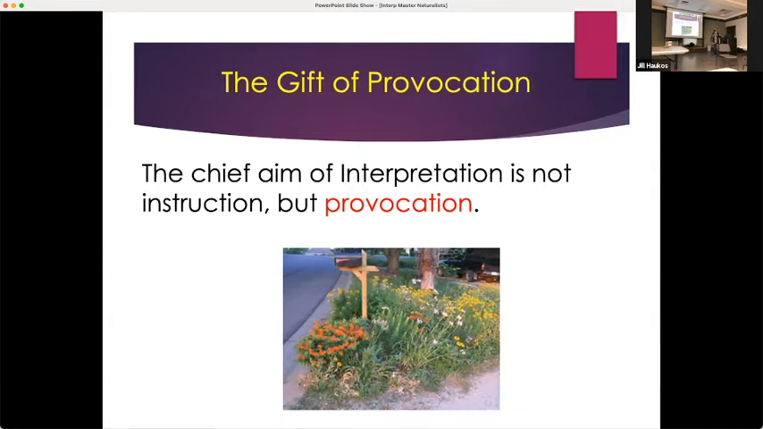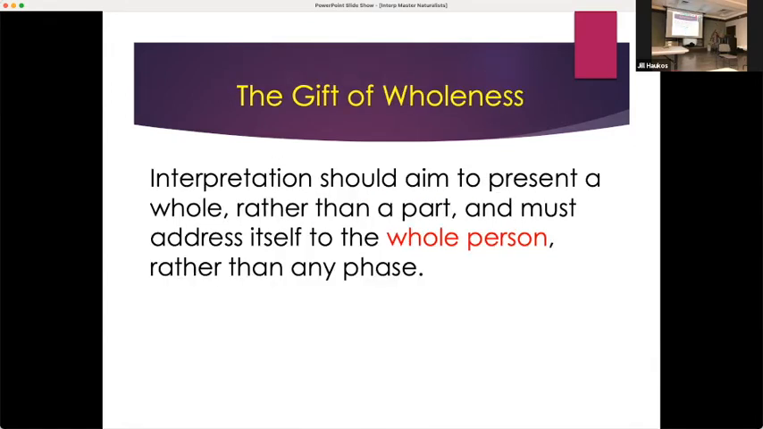So you're not teaching. It goes back to the spark in my mind. You're not teaching them, you're provoking them. The information you give them, they may not remember all those little details, but they're going to remember how they felt, and they're going to want to share. So your aim, your goal, is to provoke your audience.